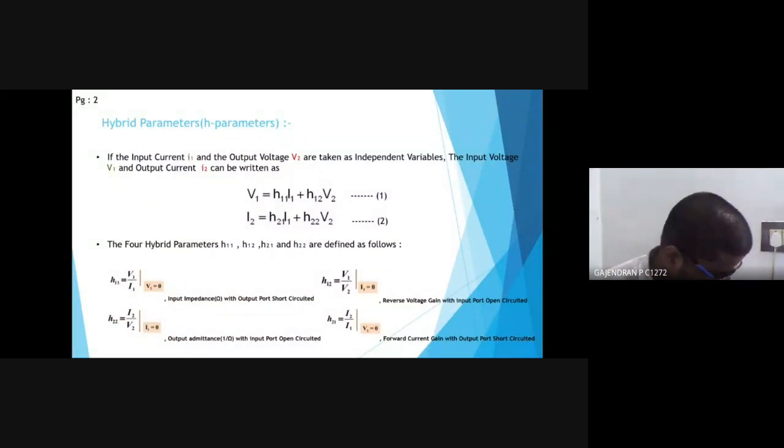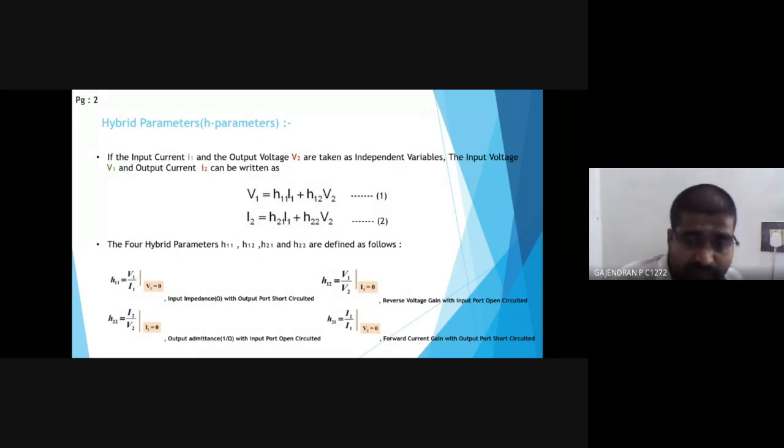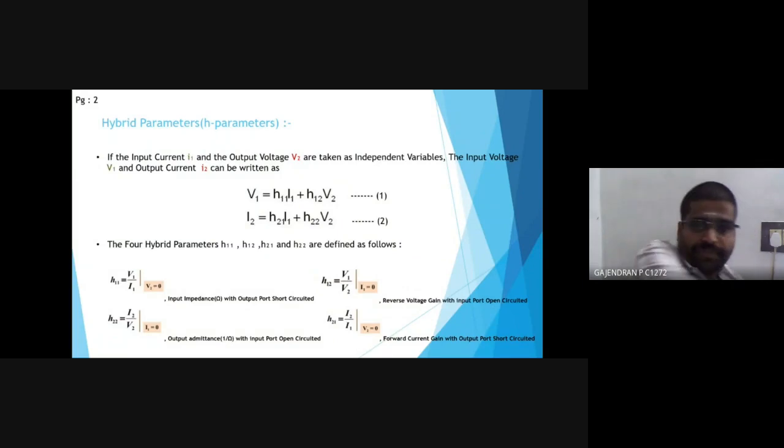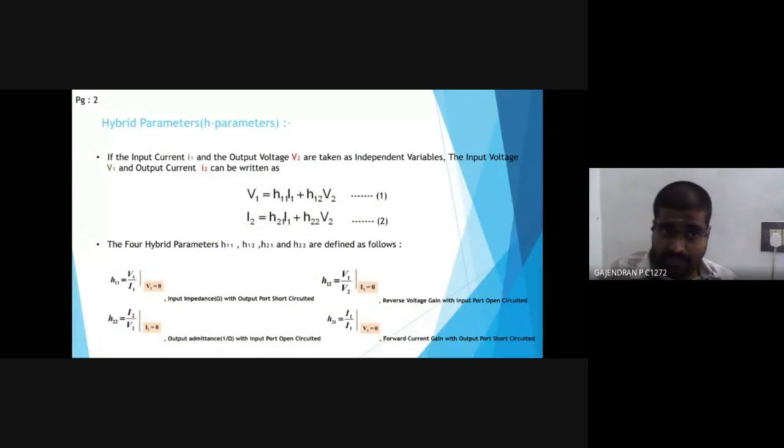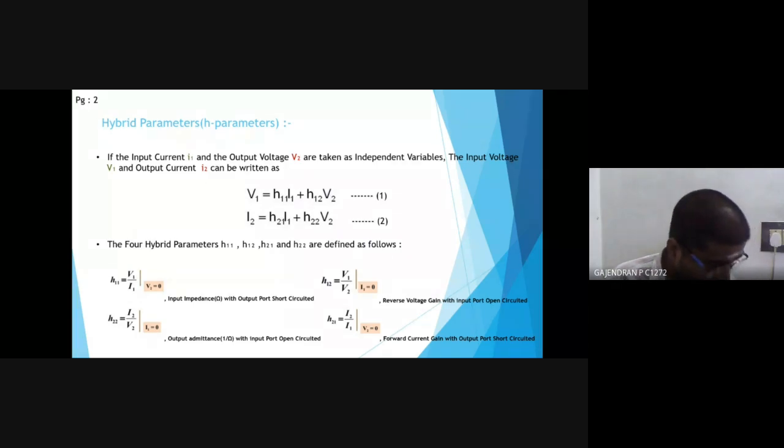And to get H22, we need to substitute I1 equal to 0 in second equation, and you will get H22 equal to I2 by V2. And last, to get H21, we need to substitute V2 equal to 0 in second equation, and you'll get H21 equal to I2 by I1, which is called forward current gain, and H22 is called output admittance.